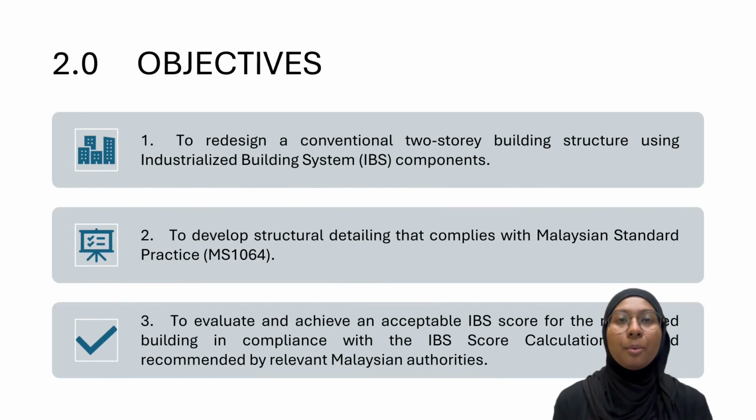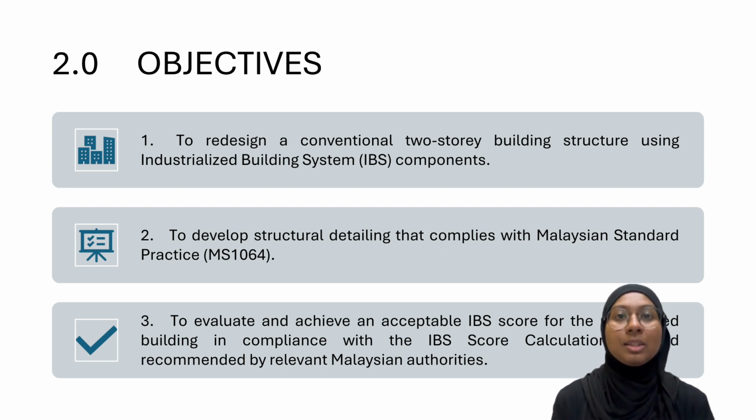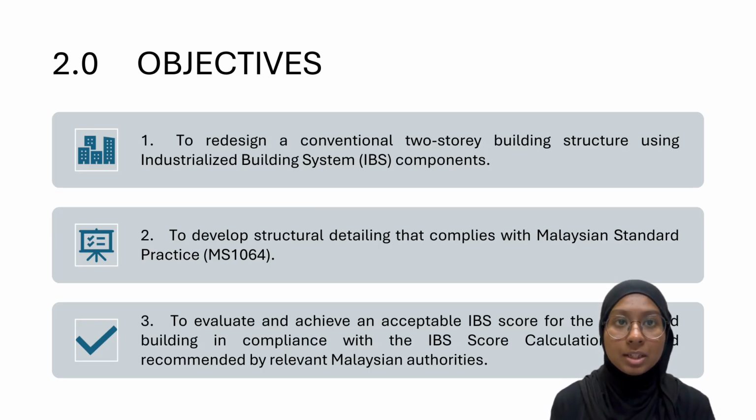Second is the objective. The first one is to redesign a conventional two-story building structure using Industrialized Building System components. Second, to develop structural detailing that complies with Malaysian standard practices. Third, to evaluate and achieve an acceptable IBS score for the redesigned building in compliance with the IBS score calculation method recommended by the relevant Malaysian authorities.